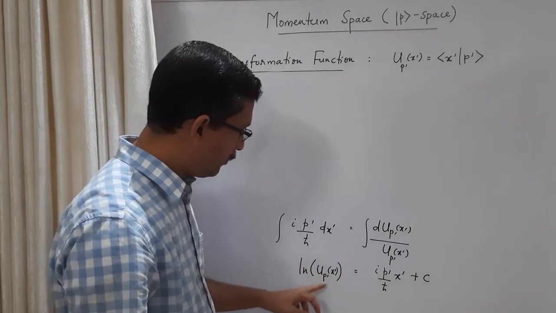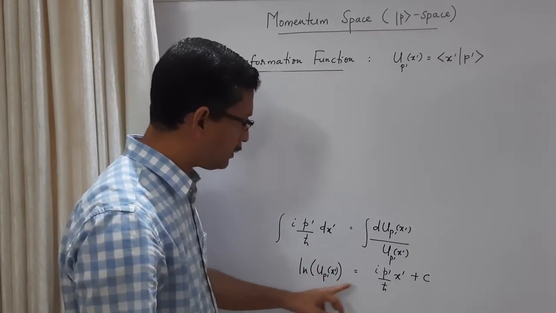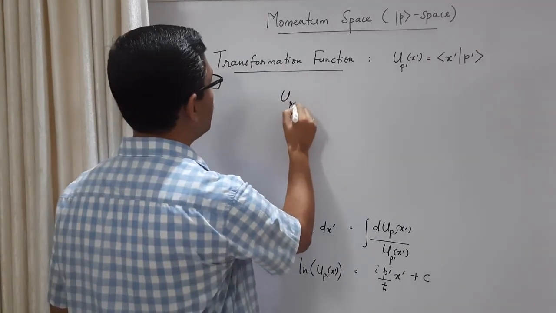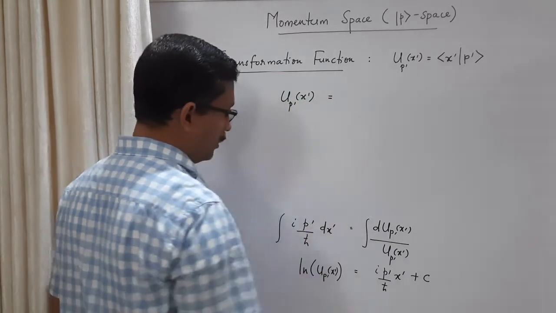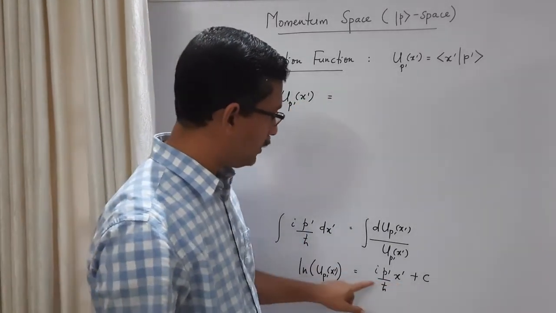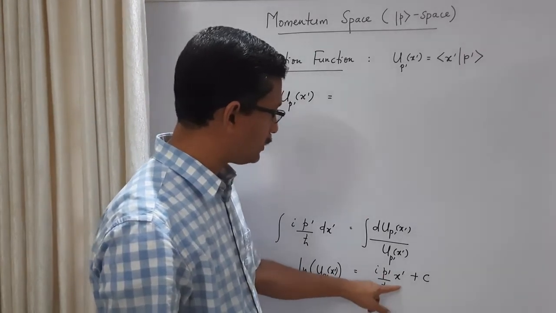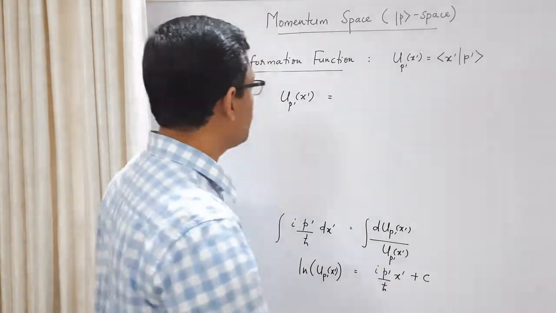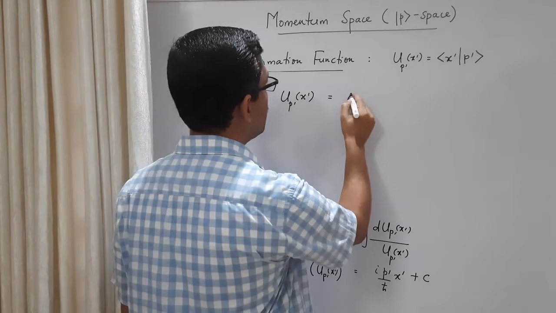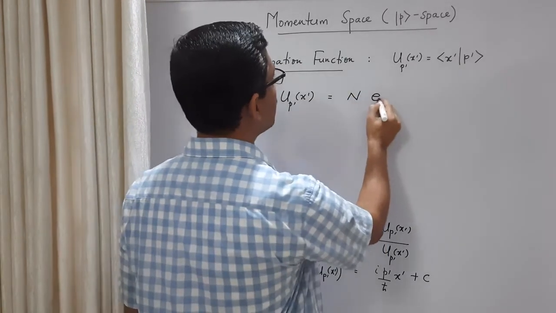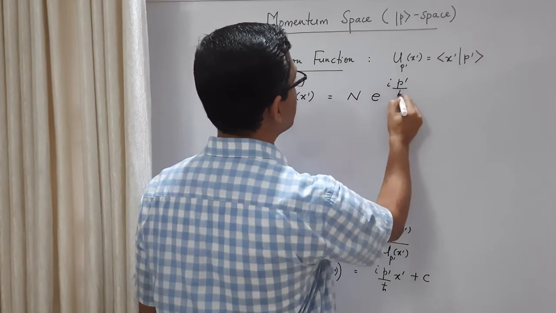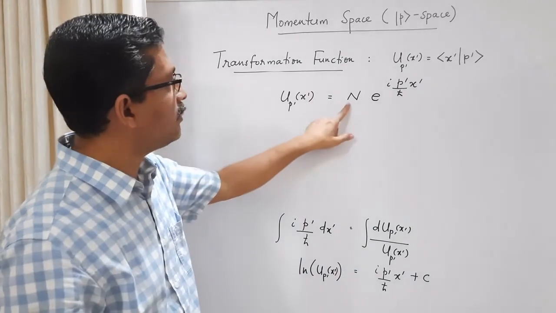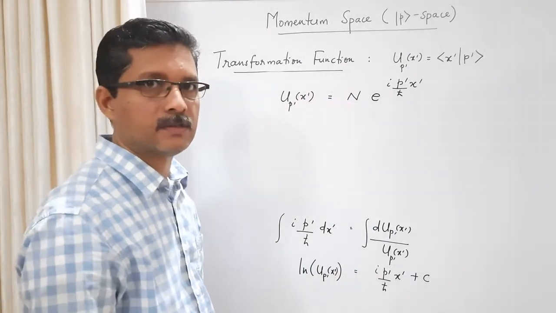Then again we have to get the expression for u p prime x prime. For that, let's take the exponentials on both sides. So the left hand side becomes u p prime x prime, and on the right side we have e raised to i p prime by h cross x prime into e raised to c. e raised to c is a constant, so we can write this as some constant n times e raised to i p prime by h cross x prime. Now this n can be interpreted as the normalization constant.